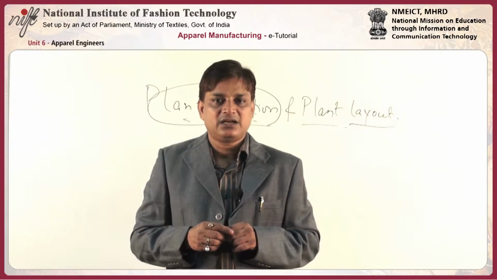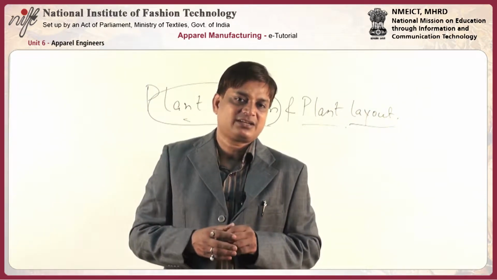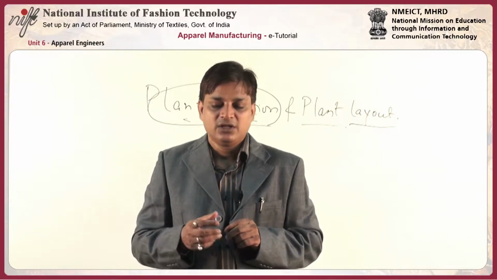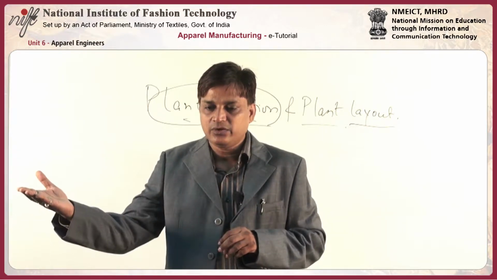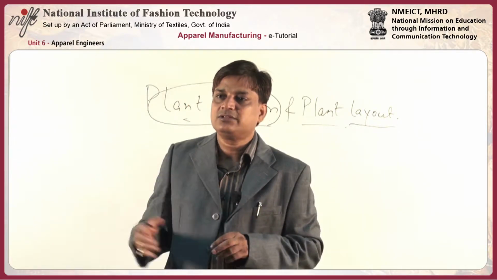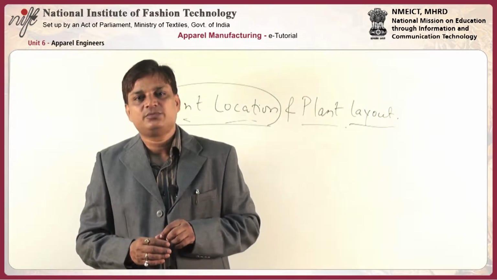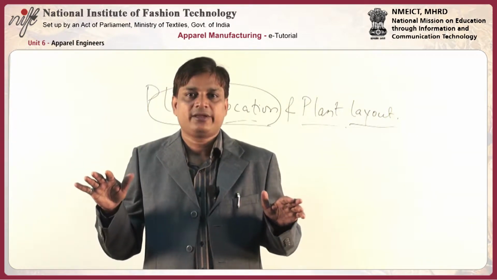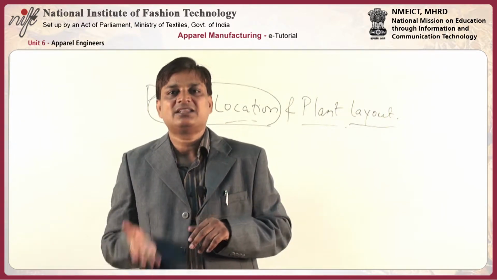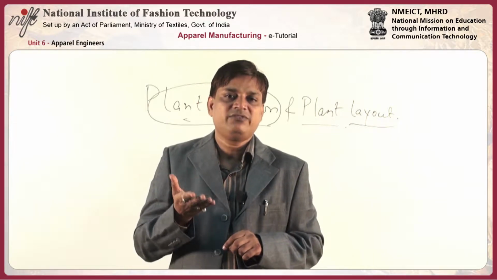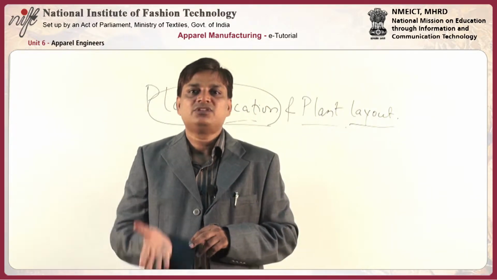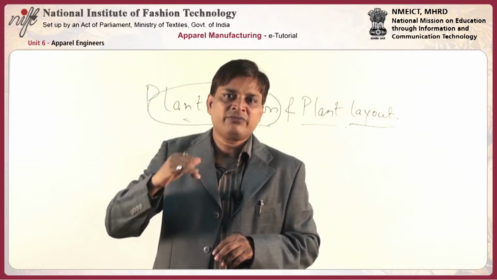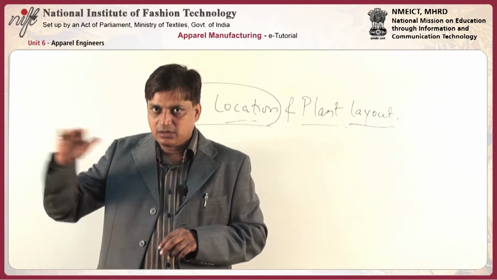It is usually good to have the factory laid out horizontally rather than vertically, for ease of man-machine movement. We can go with the horizontal layout, or we can go with the vertical layout. A horizontal layout is mostly a prefabricated structure, where we go for a single-floor building. And if it is RCC, that is reinforced cement concrete structure, it goes in the vertical direction, like a multi-story building.